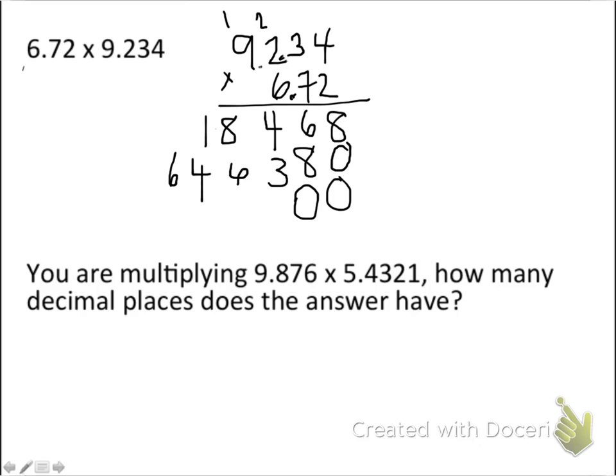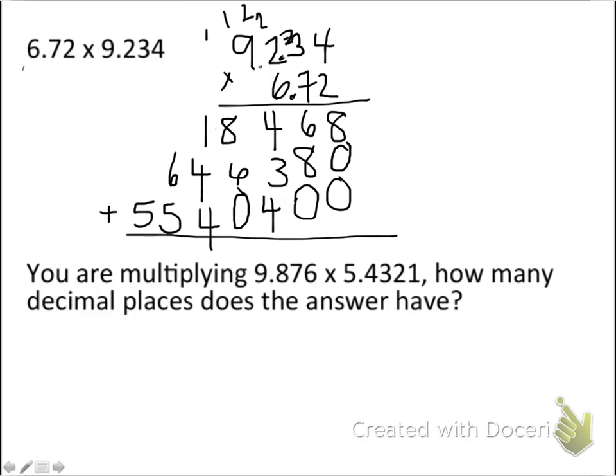Now, 6 times 4 is 24. Same problem. Pretend there's a 2 up there. 6 times 3 is 18, plus 2 is 20. 6 times 2 is 12, plus 2 is 14. 6 times 9 is 54, plus 1 is 55. Now we're going to add them all together.